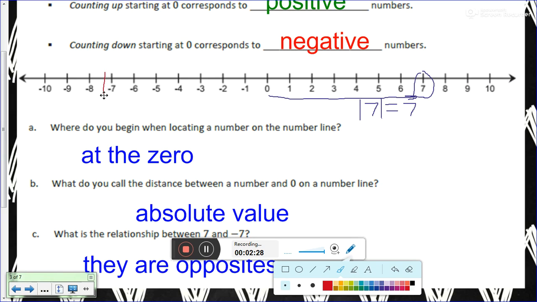If we look at the number negative 7, we again can talk about the distance that we travel starting at 0, going all the way over to negative 7. And again, that is 1, 2, 3, 4, 5, 6, 7 spaces away from the number 0. So we say the absolute value of negative 7 is also 7 because it's a distance, so it's going to be positive.